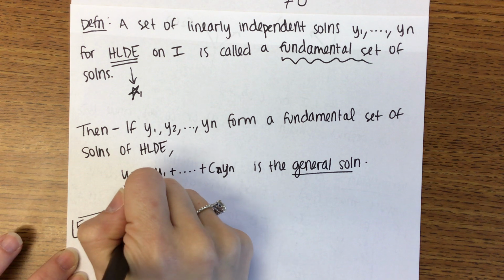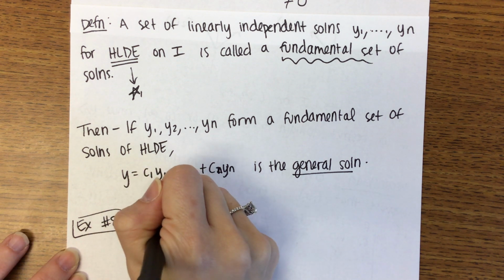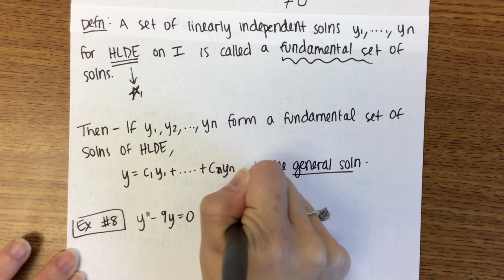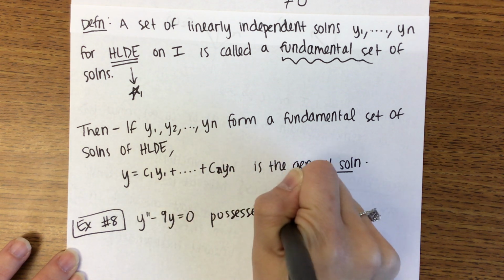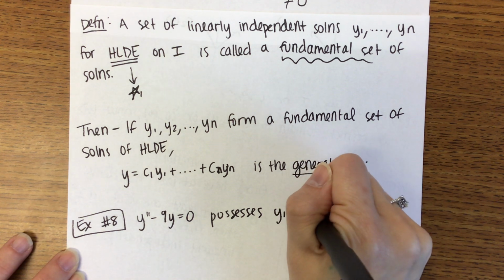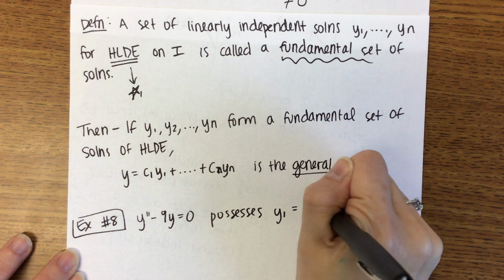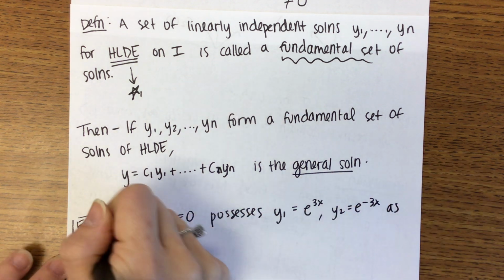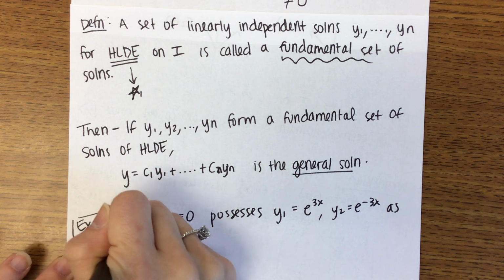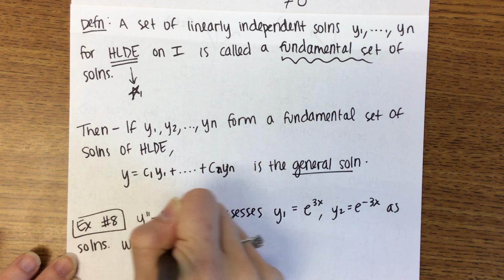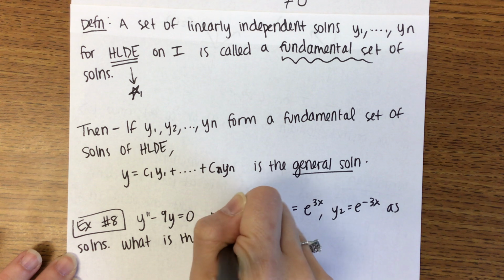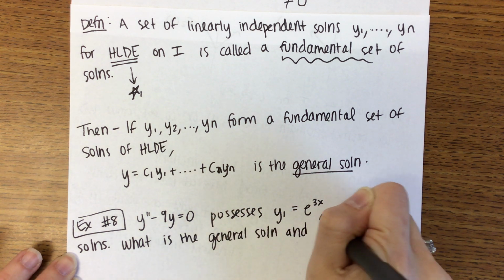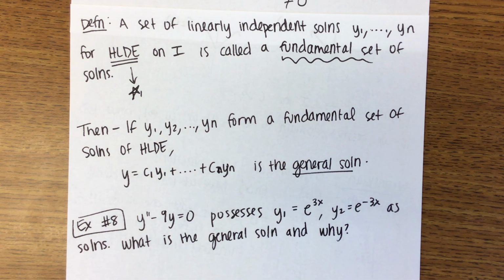Here's how this is going to look. Let's say that we have the differential equation y double prime minus 9y equals 0. And we know that this possesses the following two solutions. y1 is e to the 3x, and y2 is e to the negative 3x. I want to know what is the general solution. And why is that the general solution?